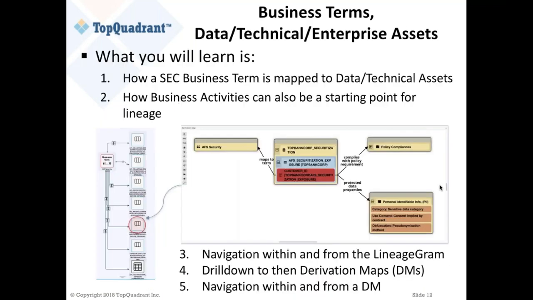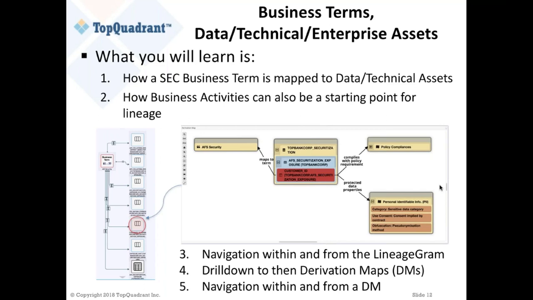What you will learn is how a business term from the SEC, or Securities and Exchange Commission glossary, can be mapped to the data elements or to the technical assets such as software programs. How a starting point for the lineage exploration could be either a field in the report or a business term or even an activity that requires this information.